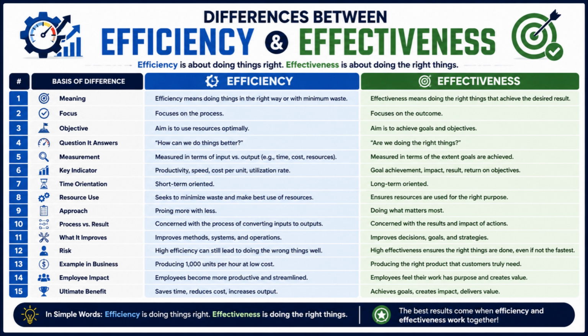To summarize, efficiency is about doing things right, while effectiveness is about doing the right things. Organizations and individuals achieve the best results when they combine both efficiency and effectiveness together.